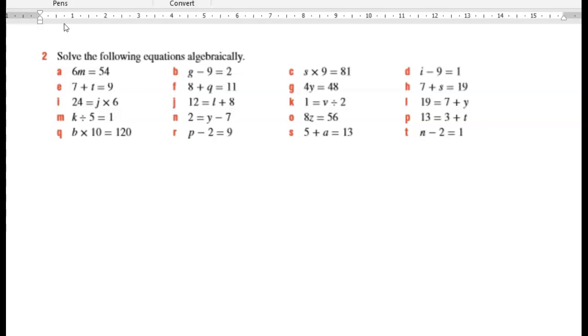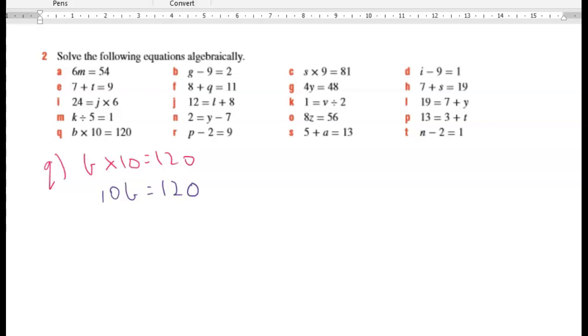Okay, so let's not do every single question. I might just do some from the bottom row. So let's have a look at Q first. So we've got b times 10 equals 120. Now in algebra, we tend to not write b times 10. We would write that as 10b.